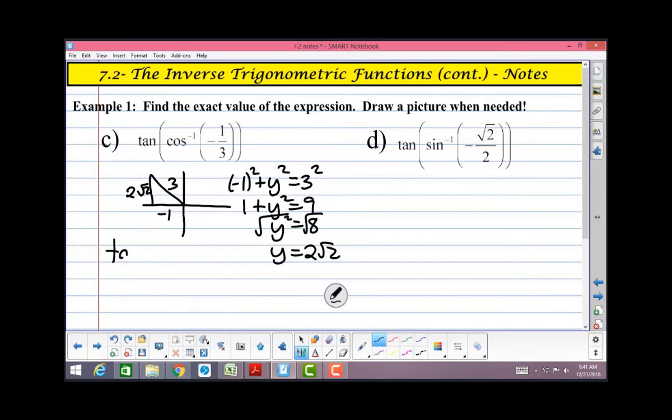So now I just need to find the tangent of that angle. Tangent is y over x. So I'm going to do 2 root 2 over negative 1, which simplifies to negative 2 root 2.